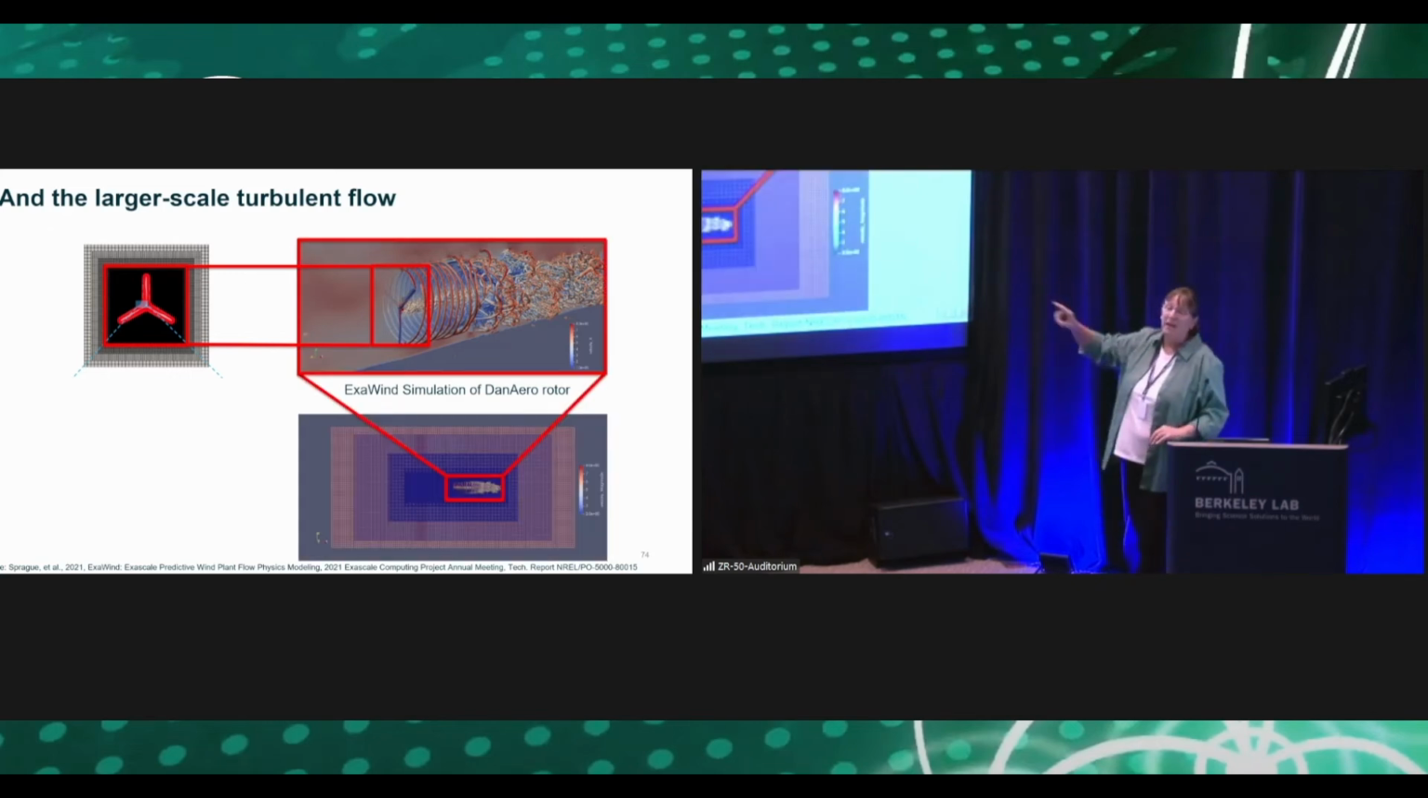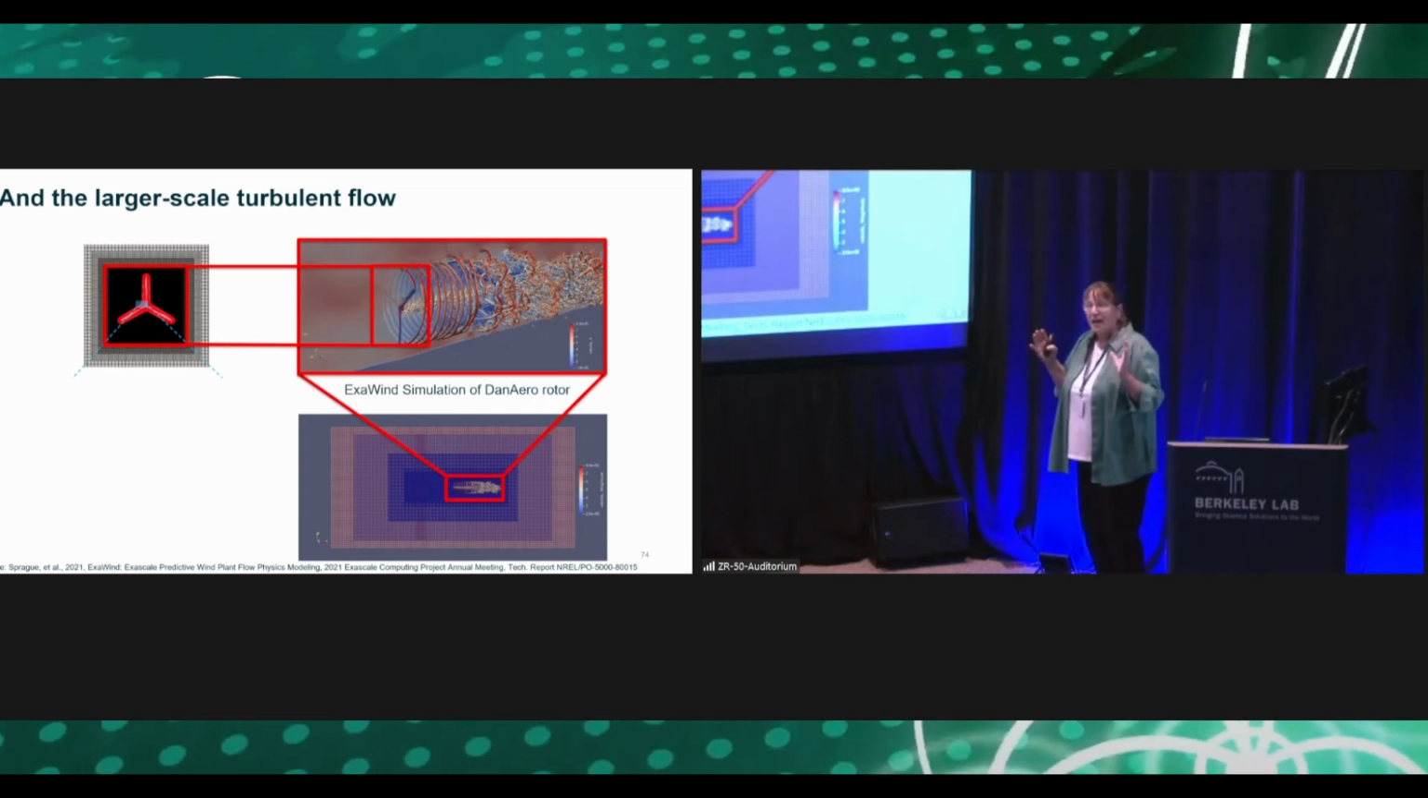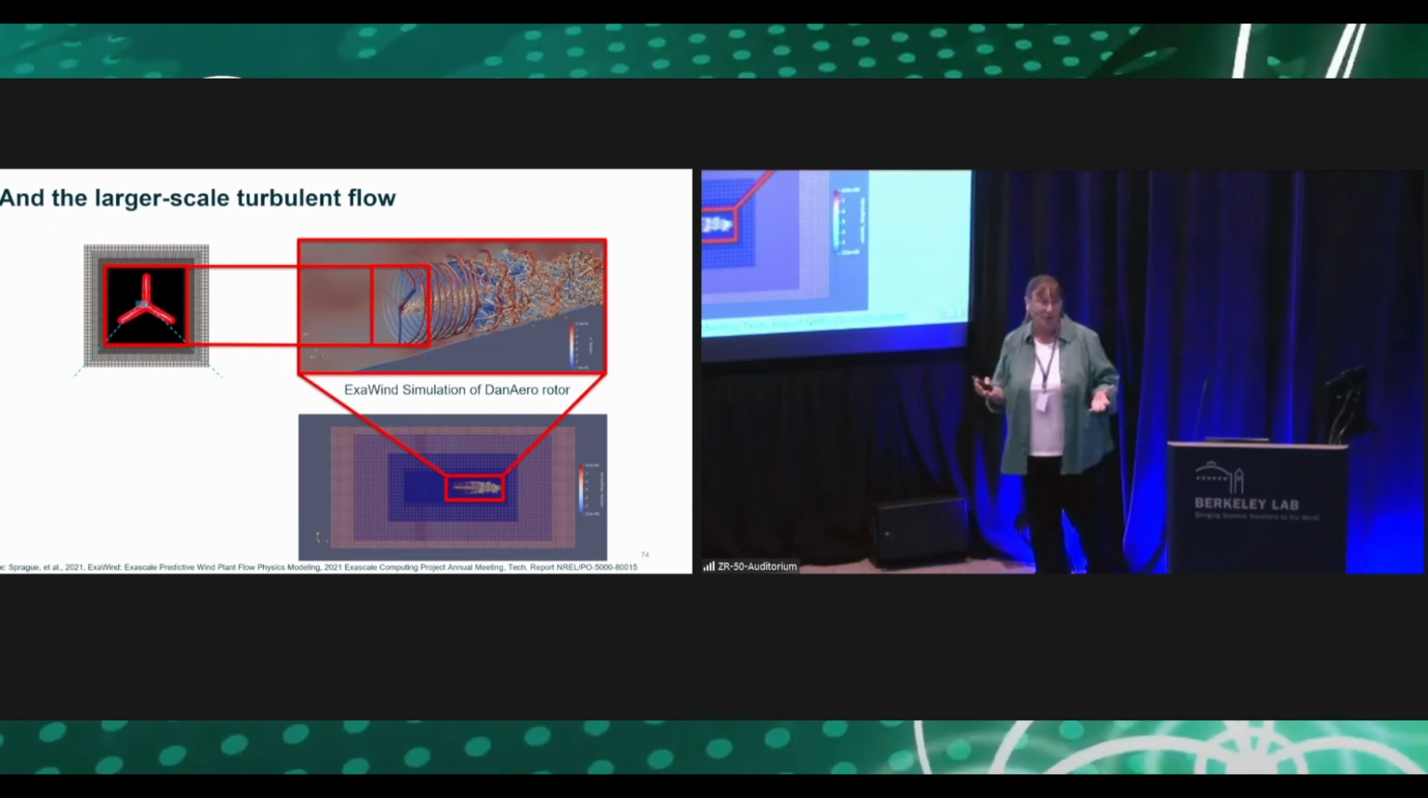This is embedded in a much larger simulation. This is the idea of nesting, of being able to use varying resolution. It turns out if we tried to run everything at the fine resolution, it doesn't fit on Frontier. And so it doesn't matter whether ESnet can carry the data, because we can't generate it.